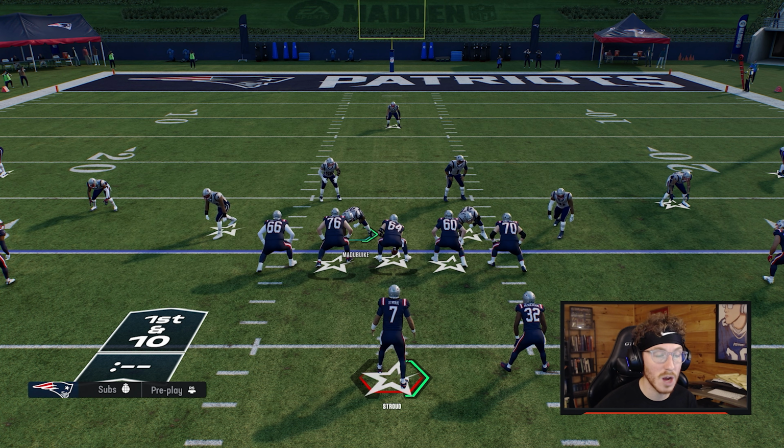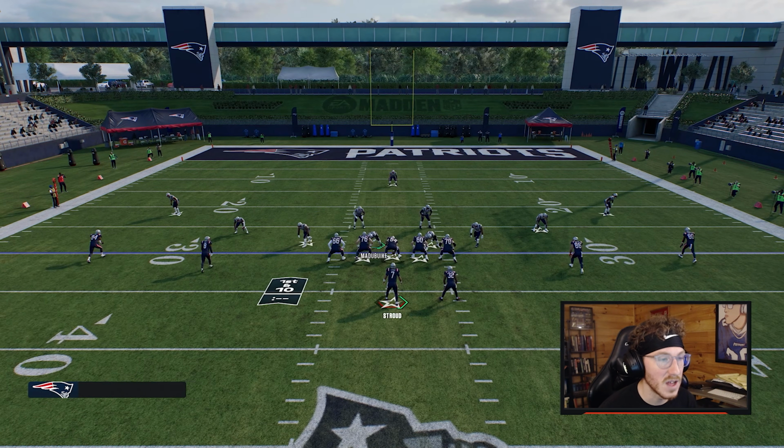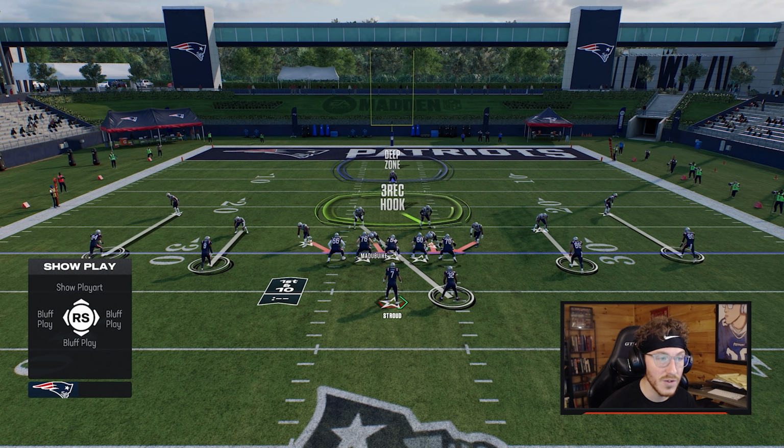But first, we need to talk about what is cover one when it comes to the defensive side. If we're calling it, or if our opponent's calling it, we need to understand how the rules work and what this coverage means. If we come out defensively in cover one, it's going to look something like this. There are a few different types of cover one calls, and we're going to go over those later in this video. But all cover one calls are going to share a few things in common.